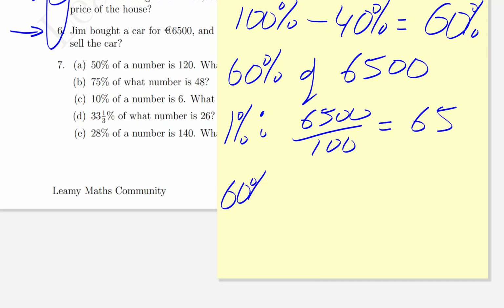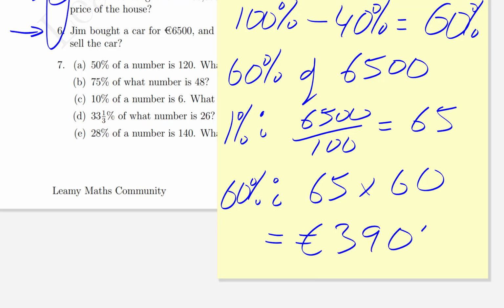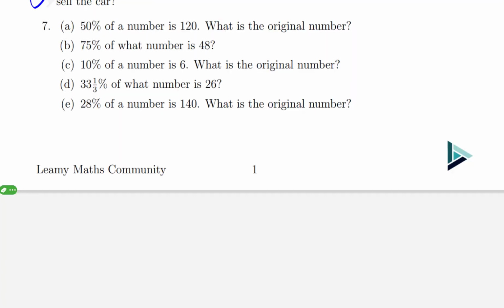Then to get 60%, we just multiply the 65 by 60, and we will get 3,900 euros. That is the answer to question 6. That's what he sold the car for. Okay, moving along to question 7.